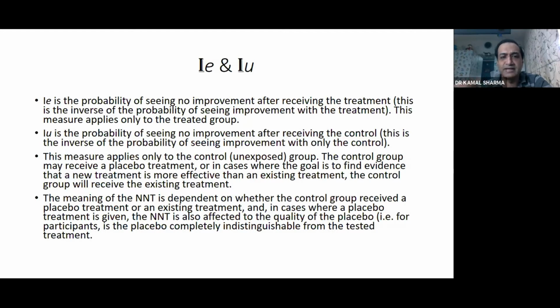So the meaning of net number to treat or number needed to treat depends on whether the control group received a placebo treatment or an existing treatment, that is, the standard care versus placebo care. And in a case where placebo is given, the net number to treat is also affected by the quality of the placebo.